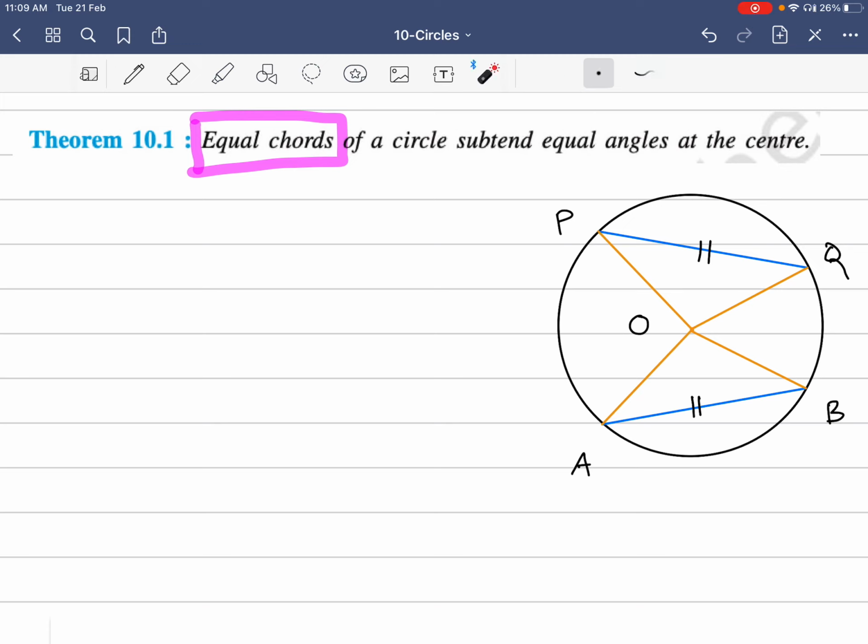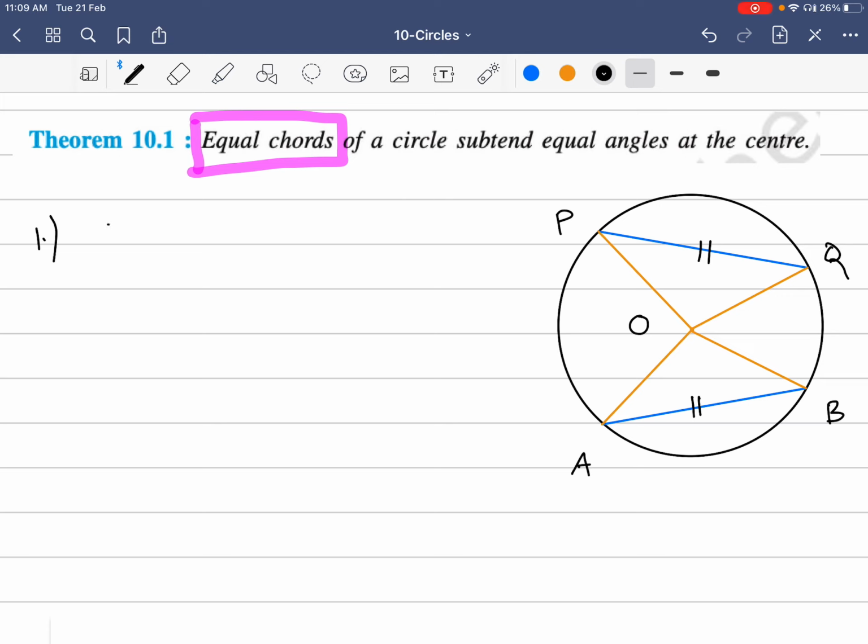So the theorem reads that if the chords are equal in length, then the angle that they both will subtend at the center is also equal. So this is what the theorem says. Now it's a theorem, so we have to prove it. The proof is very simple and straightforward. I am going to start writing here.